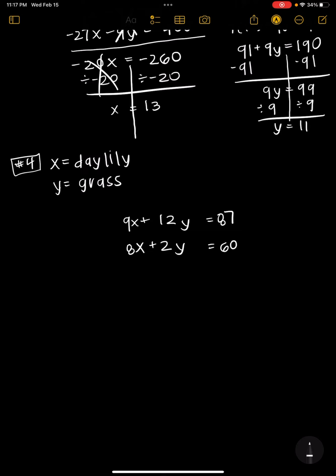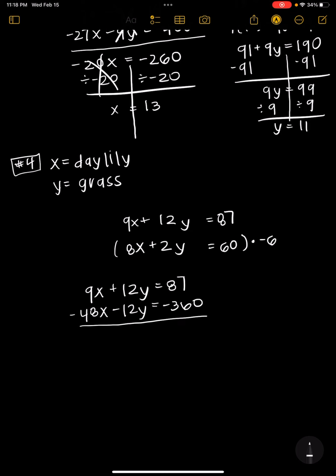All right, we have 2 equations and 2 variables. So now we can solve. The 8 and the 9 are a little bit harder to do, so I'm going to do the 12 and the 2. What I can do is actually take the bottom equation, multiply it by 6 to get it to be 12, but I'm going to multiply it by -6 so that it's positive 12 and negative 12. So let's just rewrite the top equation. Then the bottom equation would become -48x minus 12y equals -360.